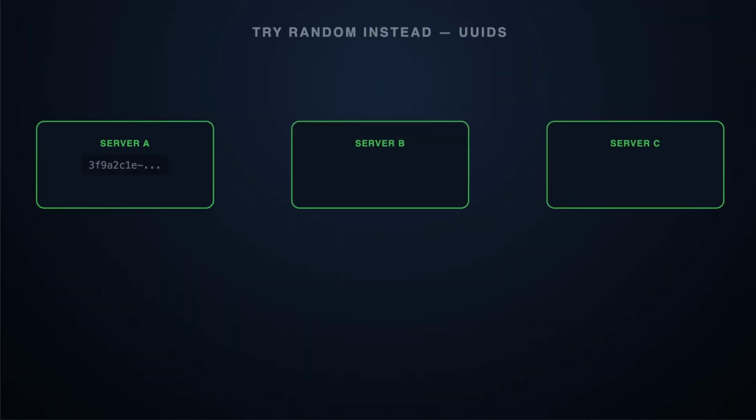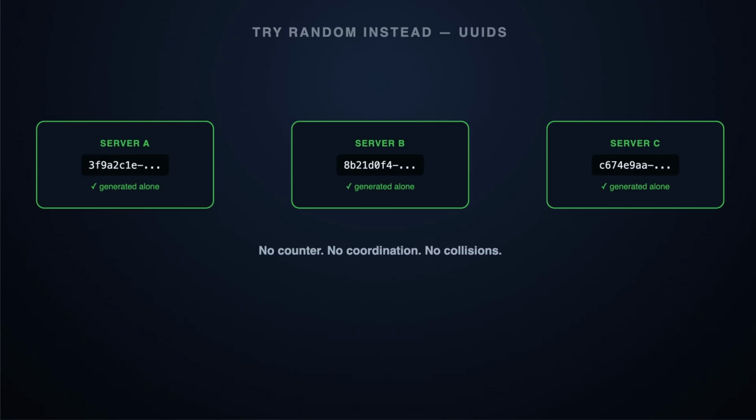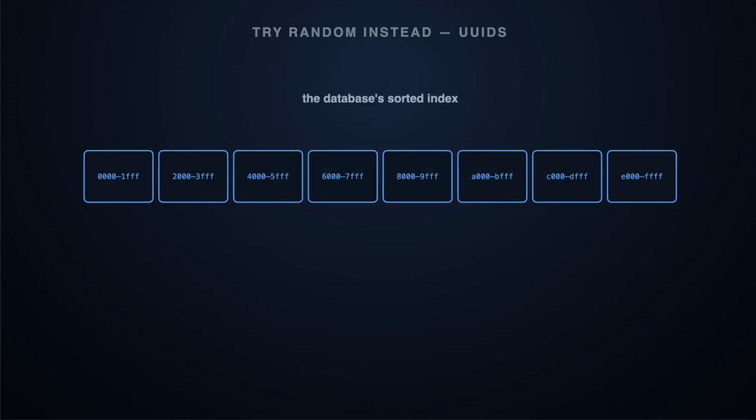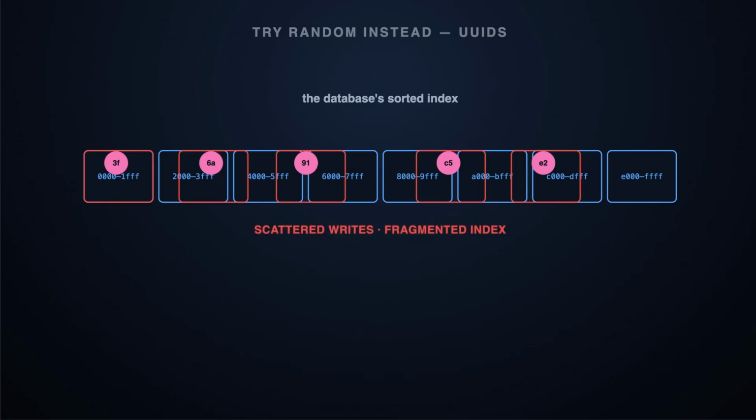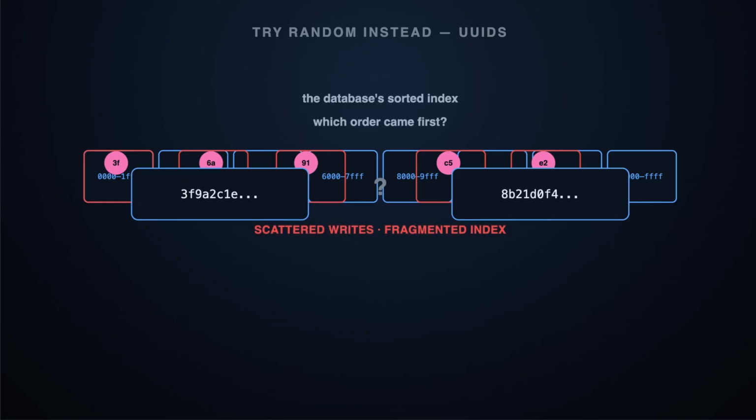Fine, let every server generate its own random ID. A UUID: no counter, no coordination, virtually no collisions. Problem solved. Except now, look at where those IDs land in your database index. Random IDs insert in random places, splitting pages and fragmenting the index, everywhere at once instead of at the end. And you have lost something else: just by looking at an ID, you can no longer tell which order came first.